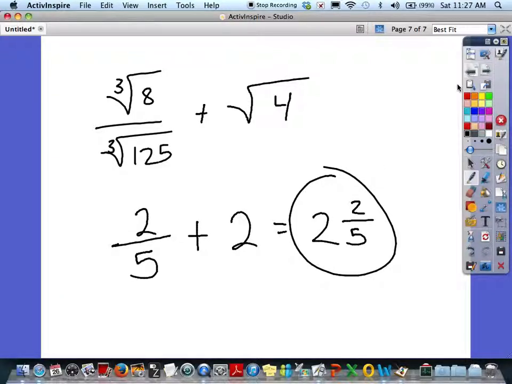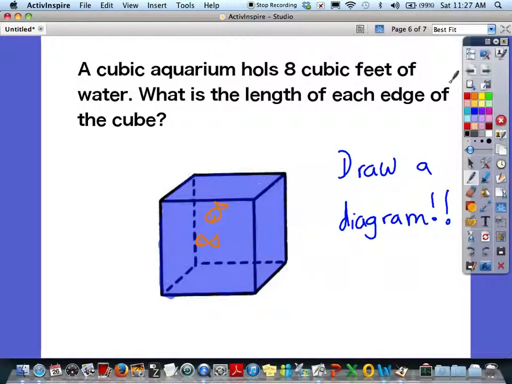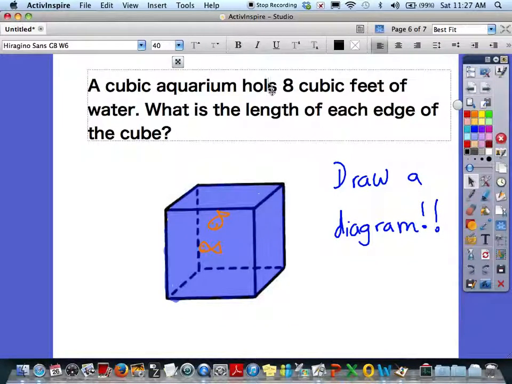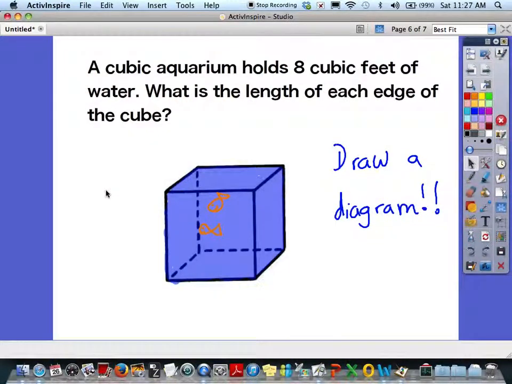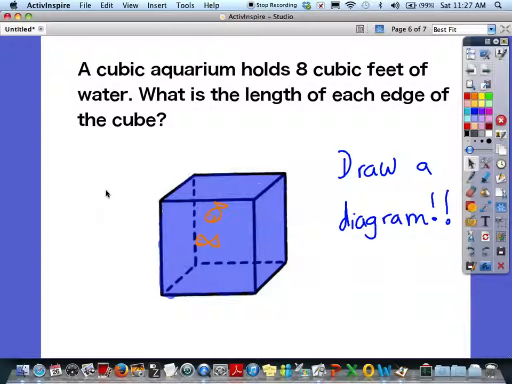Okay, last example. Word problems. A cubic aquarium holds, and I can't believe I didn't spell holds right. Let me fix that really quick. Holds 8 cubic feet of water. What is the length of each edge of the cube? Okay, draw a diagram. And it's okay if you include fish. That's cool because it's an aquarium.